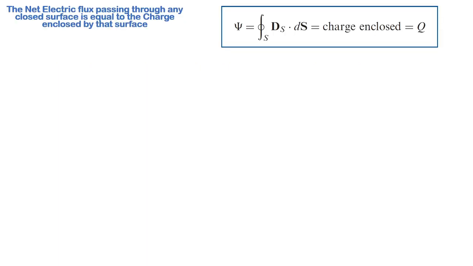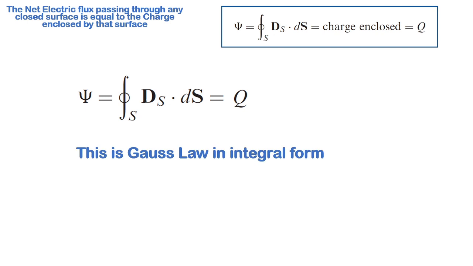Next. Now we remember what is Gauss law. The net electric flux passing through any closed surface is equal to the charge enclosed by that surface. So this is the equation of Gauss law. The flux is equal to the surface integral of electric flux density D dot dS is equal to Q. And you have to remember it is a closed integral. Now this equation is called the Gauss law in integral form.